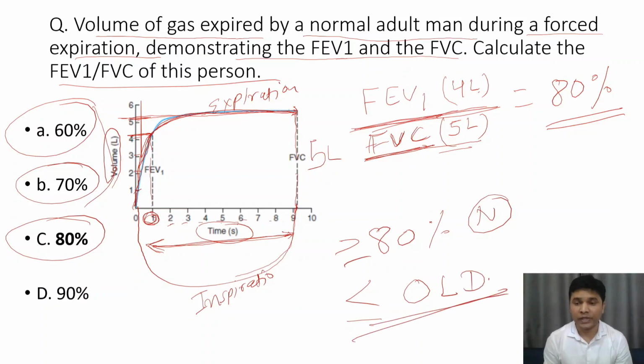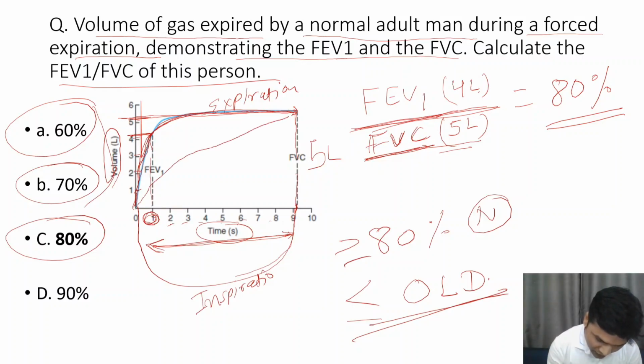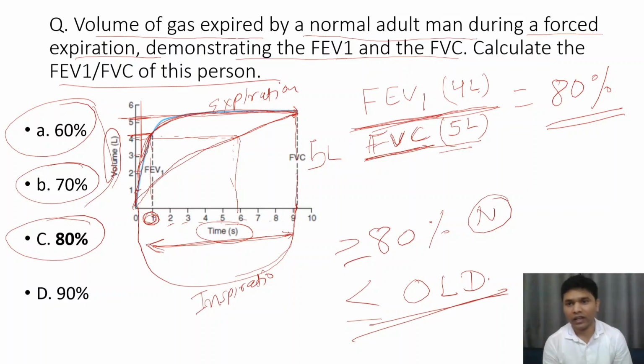In that case, expiration is very difficult, so the person will take a long time. The graph will be like this. Suppose 5 liters of expiration, the graph will be like this. It will take time. To reach 4 liters, 80%, it takes around 5 to 6 seconds. Can you see? It takes around 5 to 6 seconds for 80%, or 4 liters out of 5 liters. Total is 5 liters here. To reach the 5 liters, it takes more and more time. Difficult expiration, so that is called obstructive lung disease.